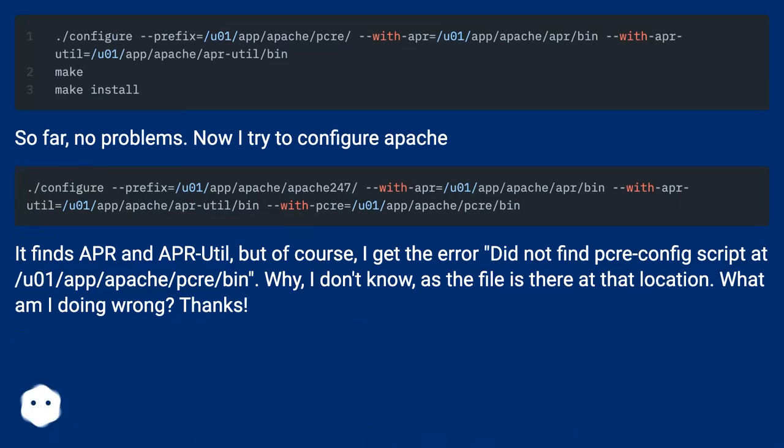So far, no problems. Now I try to configure Apache. It finds APR and APR-util, but of course I get the error: did not find pcre-config script at. I don't know why, as the file is there at that location. What am I doing wrong? Thanks.